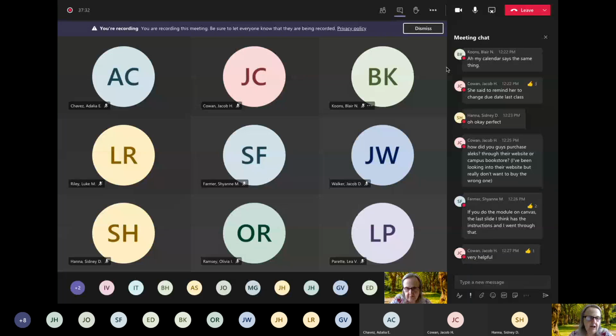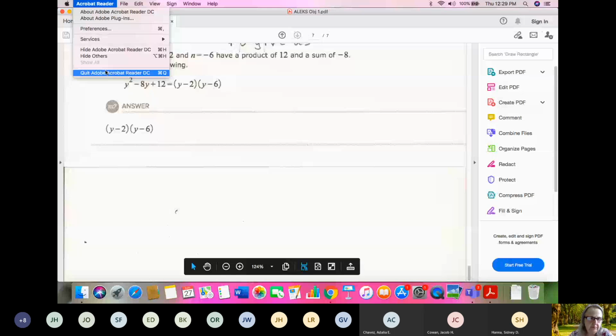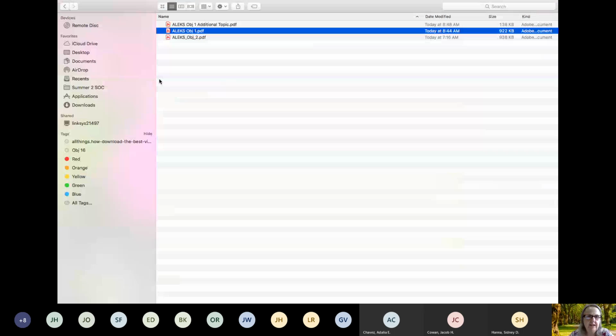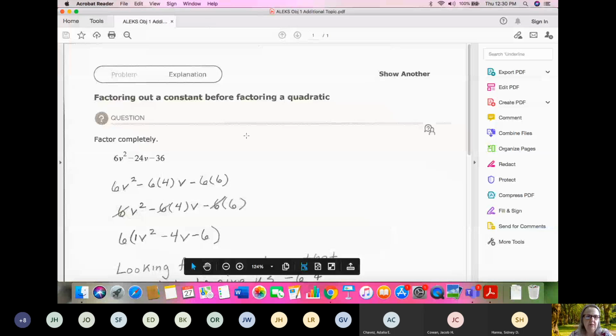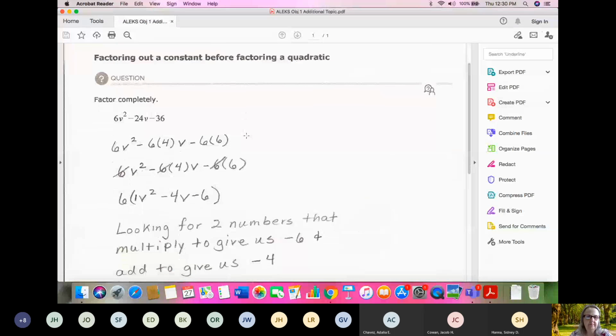I have one more topic to finish up this objective, and I'm going to have to go grab that topic. ALEKS objective 1, additional topic. Factor completely. Part of the reason I'm throwing in a few factoring topics here is so that you've already learned and understood those topics prior to objective number 2, which has more factoring in it and more challenging factoring. So factor completely.